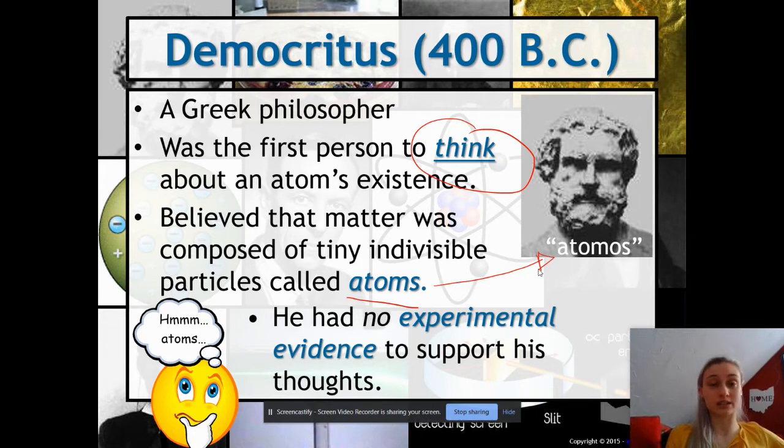We know now that that's not true, but obviously Democritus didn't do any experiments, so he wouldn't know that. He was just thinking that all matter is made up of these tiny little things, but he had no experimental evidence. Remember, he was just a philosopher. So he didn't do anything to prove this. He was just like, this is what I think, you can believe it or not.